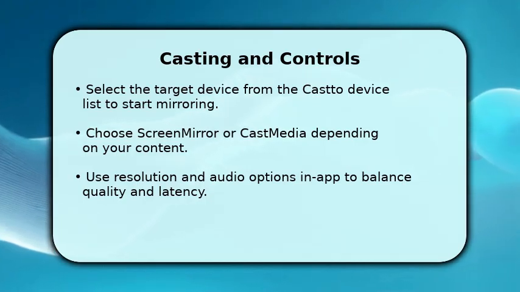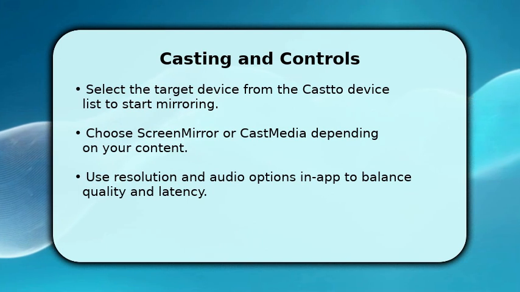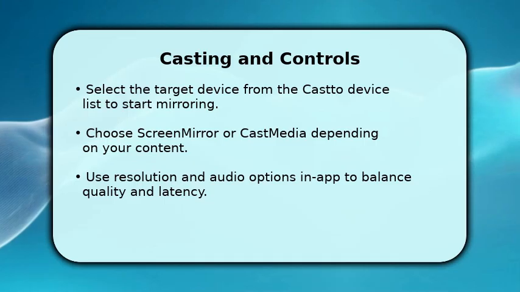Toggle the microphone or system audio capture to include sound when necessary. Use the full screen toggle on the receiver to remove UI overlays during presentations. Control streaming playback from either device for pause, seek, and volume adjustments. End casting with the stop button to release the connection cleanly.